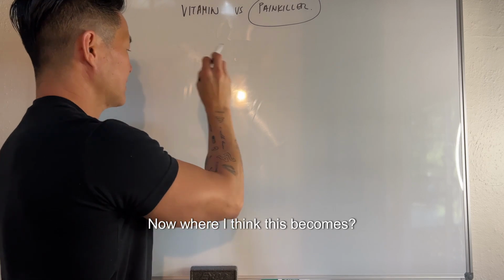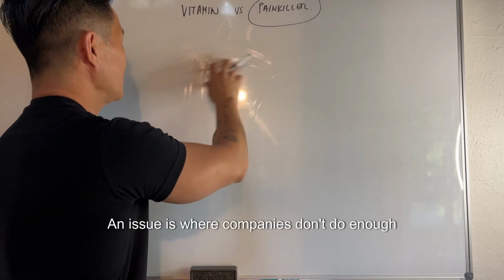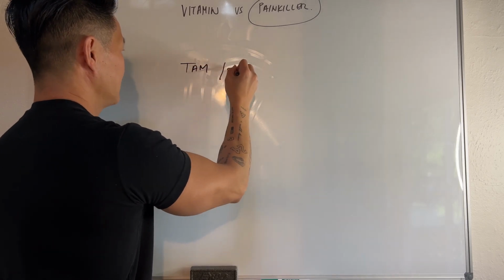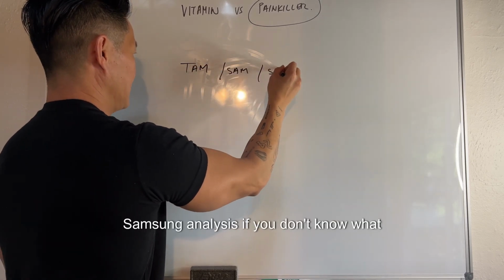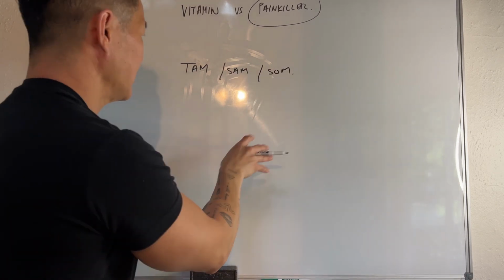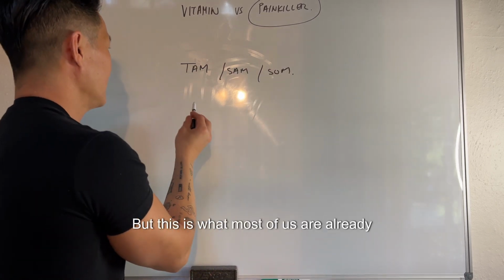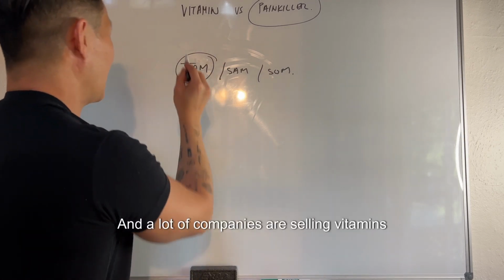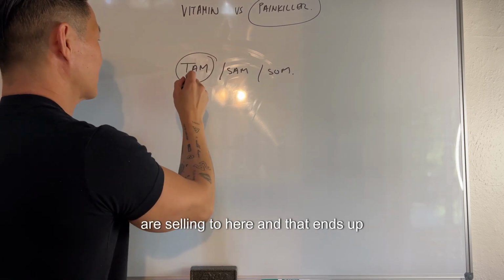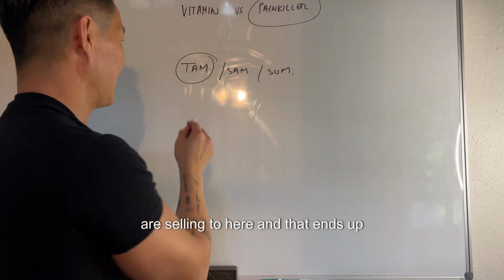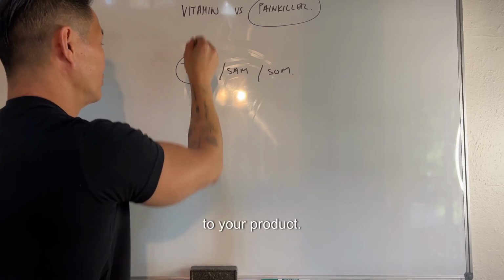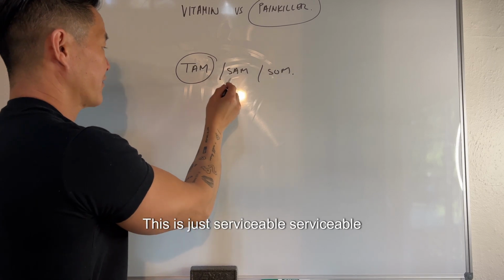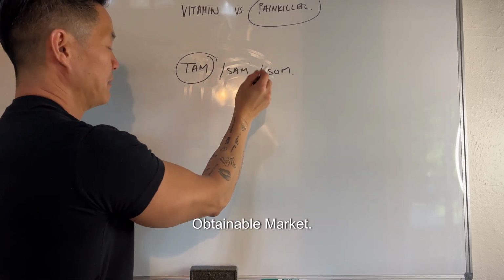Now, where I think this becomes an issue is where companies don't do enough of this, which is a TAM, SAM, SOM analysis. If you don't know what this is, just Google it. I'll give you a quick explanation, but this is what most of us are already aware of. A lot of companies are selling vitamins or selling to here, and that ends up becoming a problem because this is not true to your product. This is your total available market. This is your serviceable available market and serviceable obtainable market.